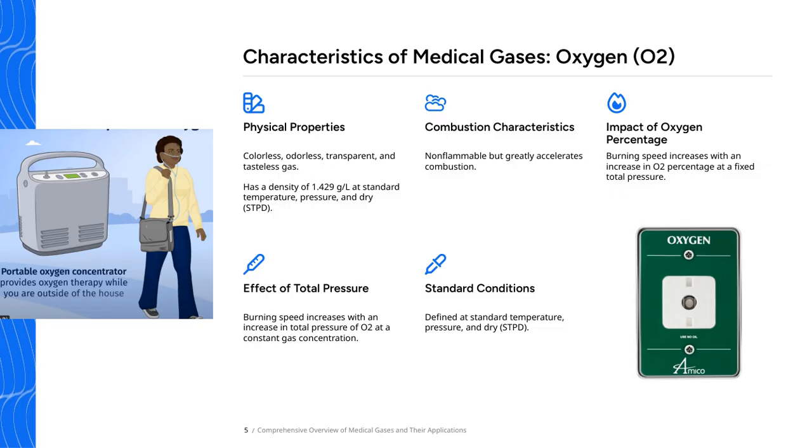This means that under higher pressure, oxygen can make combustion happen faster. Similarly, if we increase the percentage of oxygen while keeping the total pressure constant, the burning speed also increases. This is crucial because it highlights how oxygen concentration directly impacts combustion processes. It's also important to note that oxygen itself is non-flammable.